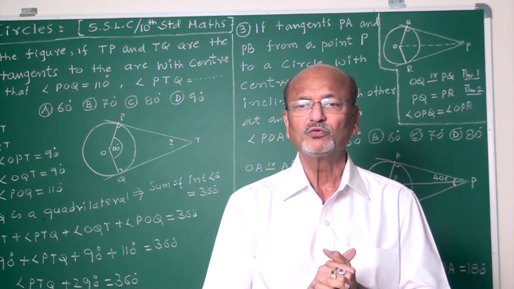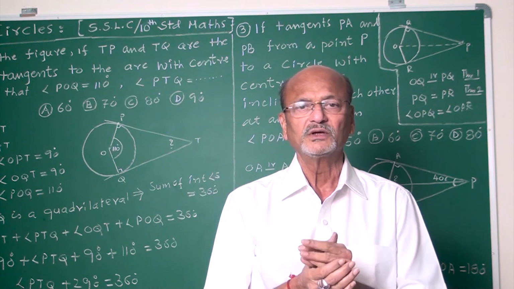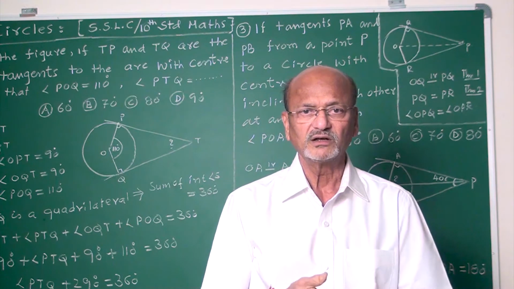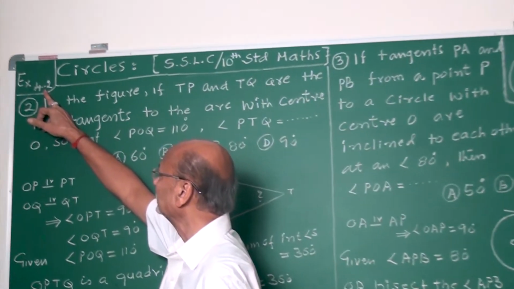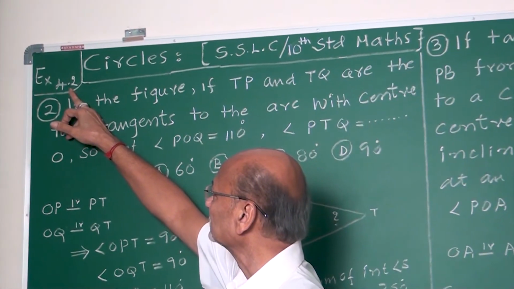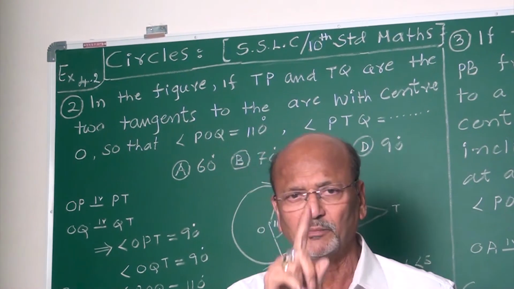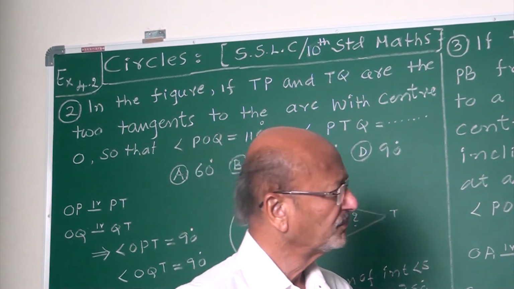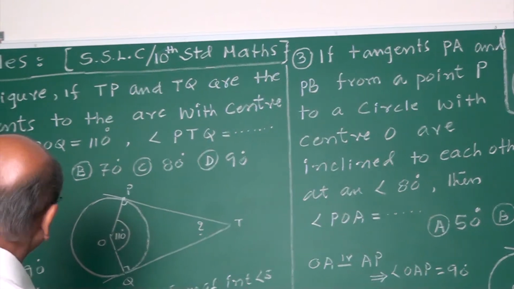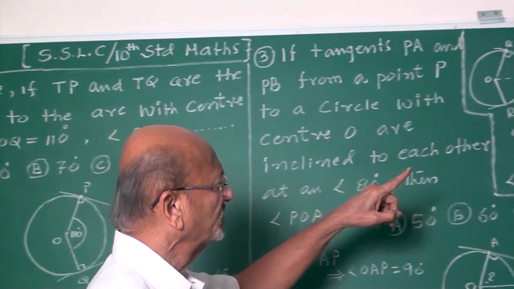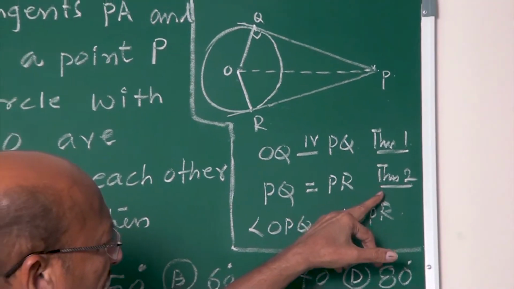Exercise 4.1 in your textbook. I have completed all examples from exercise 4.1. Now I have started with examples under exercise 4.2. One example I have done yesterday, my friends. Before starting with these examples under exercise 4.2, once again I want to explain what is theorem 1 and what is theorem 2.